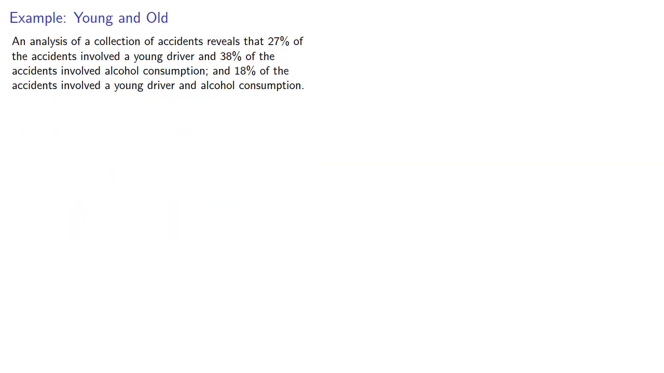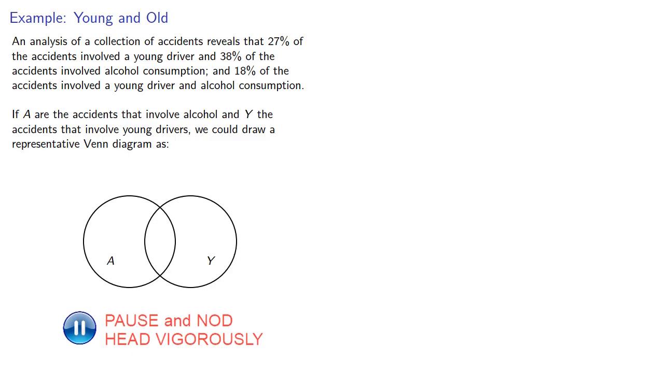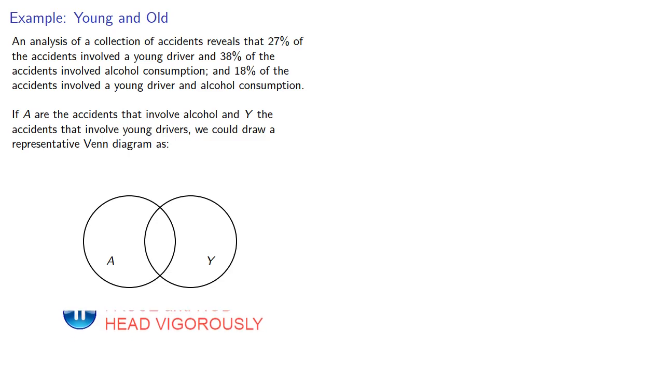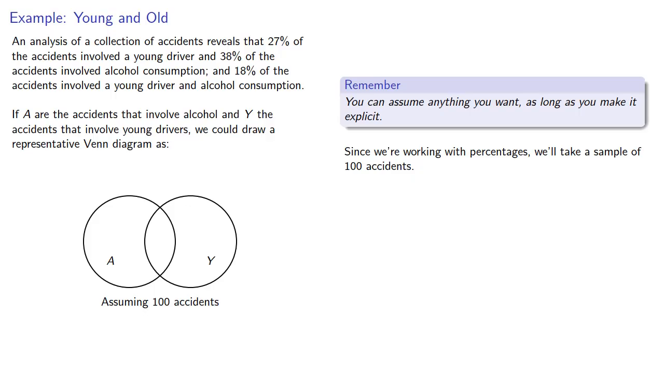For example, suppose an analysis of a collection of accidents reveals that 27% of the accidents involve a young driver, 38% involve alcohol consumption, and 18% involved a young driver and alcohol consumption. If A are the accidents that involve alcohol and Y the accidents that involve young drivers, we can draw a representative Venn diagram as. Now, we can assume anything we want as long as we make it explicit. Since we're working with percentages, let's take a sample of 100 accidents.